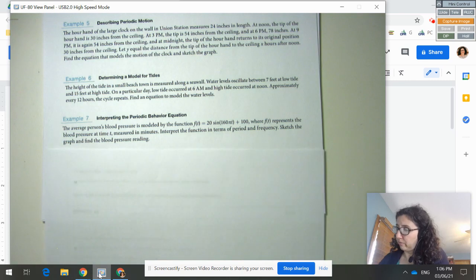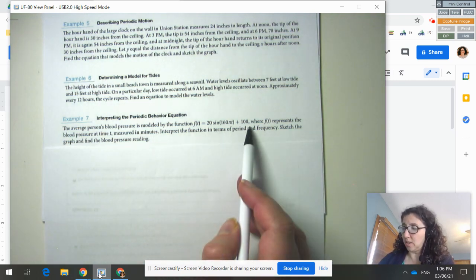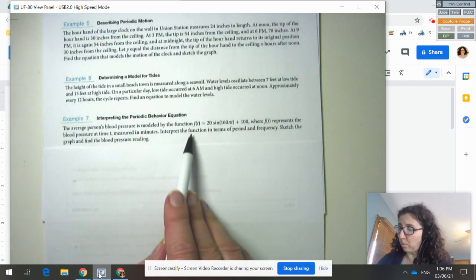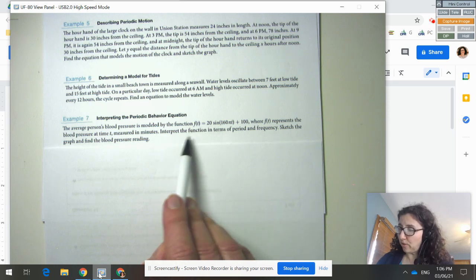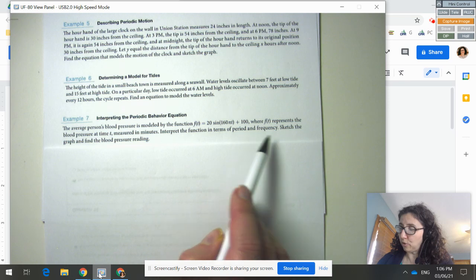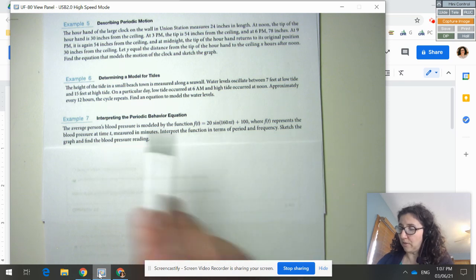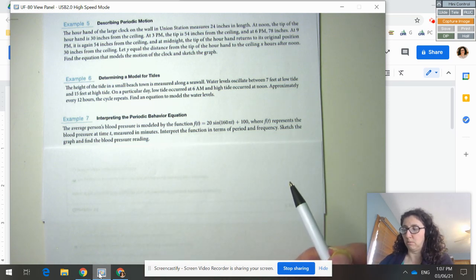Blood pressure. So they give us the equation, where f of t represents the blood pressure at time t, measured in minutes. Interpret the function in terms of the period and frequency. Sketch the graph and find the blood pressure reading. I don't know what that means. Find the blood pressure reading.